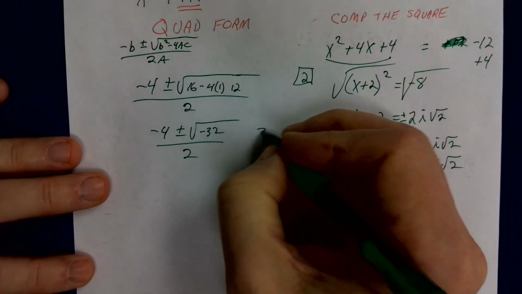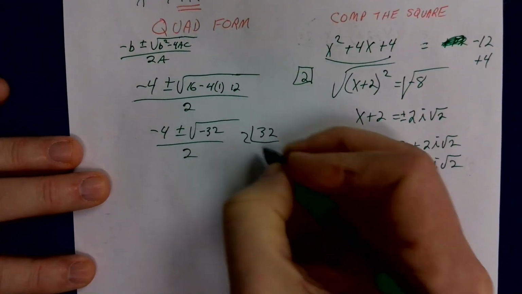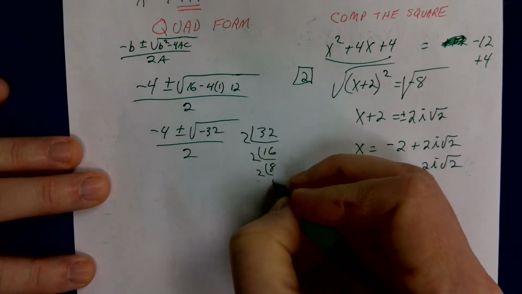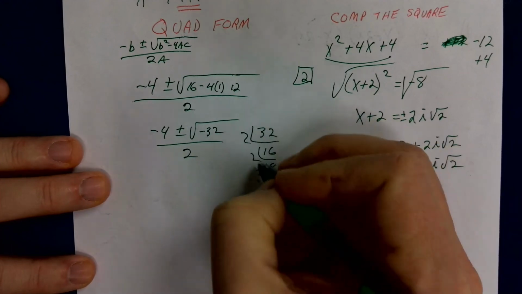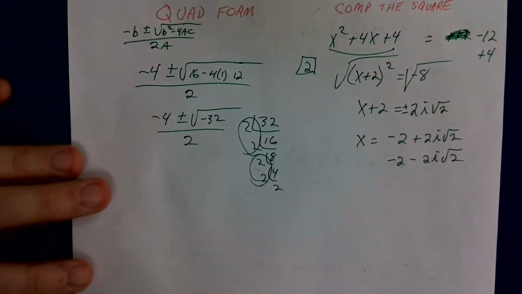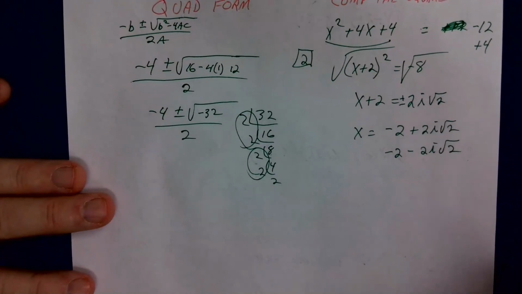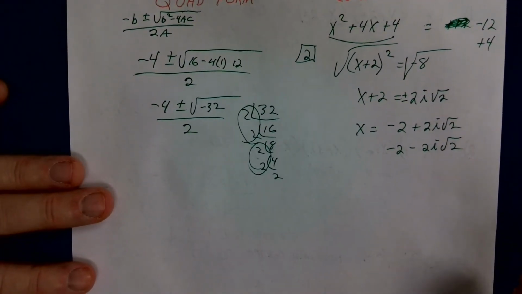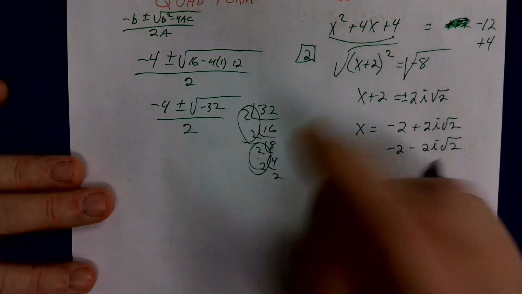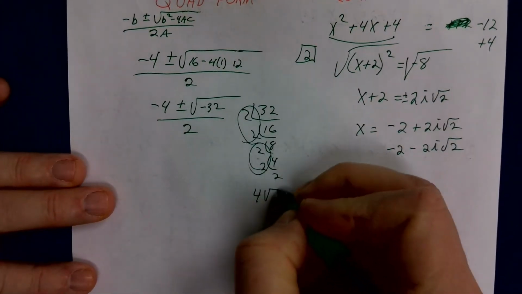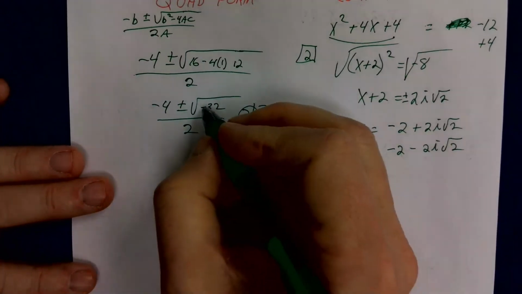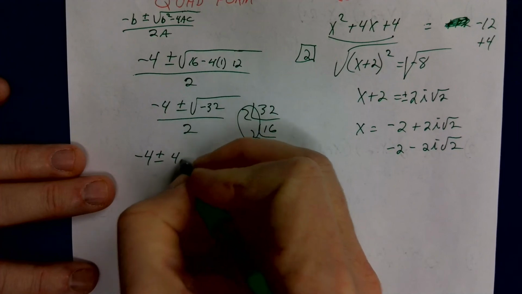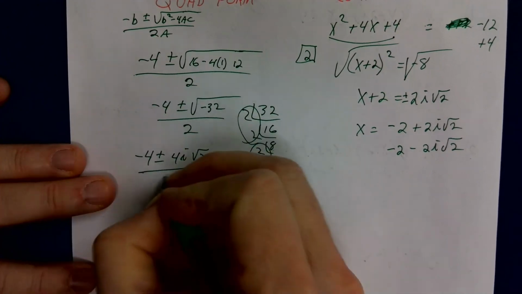Okay, so quick little breakdown of 32. 2, 16, 2, 8, 2, 4, 2, 2. Twin twos, right? And if you don't remember this stuff, you can look back at one of my videos on simplifying radicals. That would be great for you. You can get that off the website too. So this would be 4 root 2. Now it's a negative, so we got to have an i. So I got negative 4 plus or minus 4i root 2 all over 2.